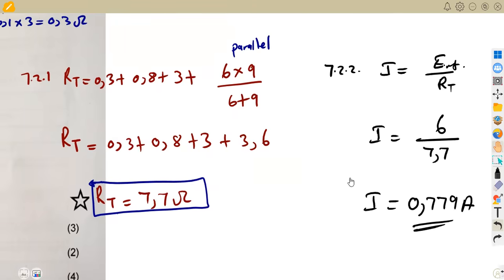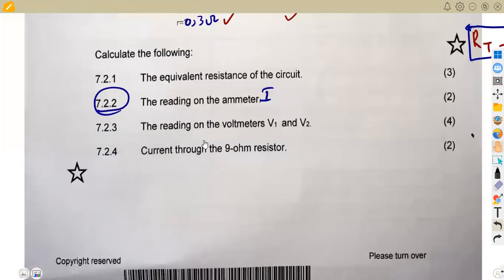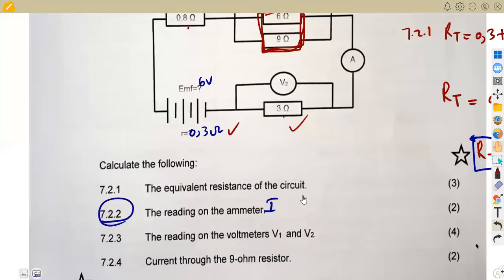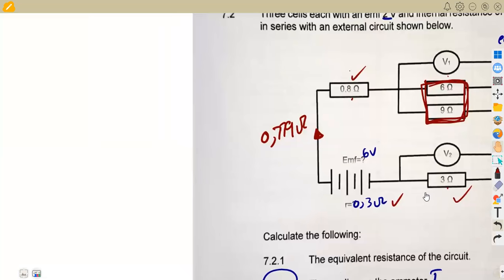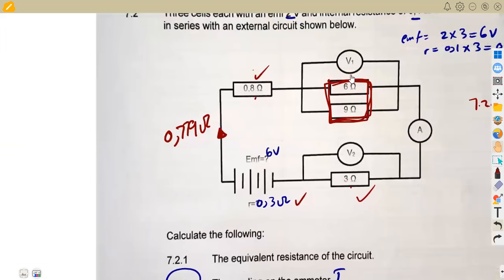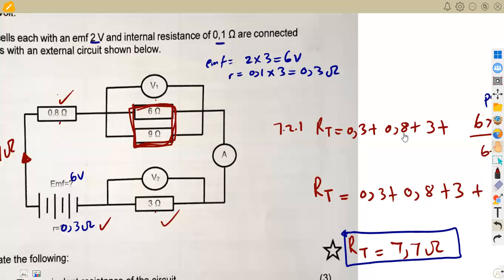Okay, so we've got the total current, then the reading of the voltmeters, V1 and V2. All right, so let's check our diagram. Remember, now we have the current flowing in the circuit, from what we calculated, 0.779 amps. So having this current, we are supposed to calculate V1 and V2. V1 is the one that is in parallel. This is the voltage across the parallel combination. So you're simply talking about VP in parallel.